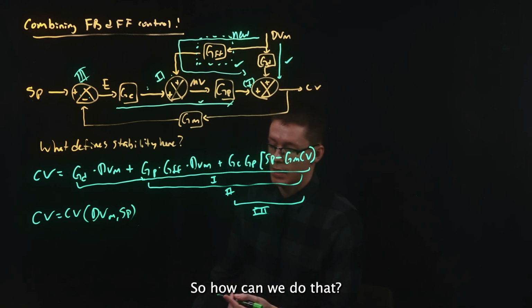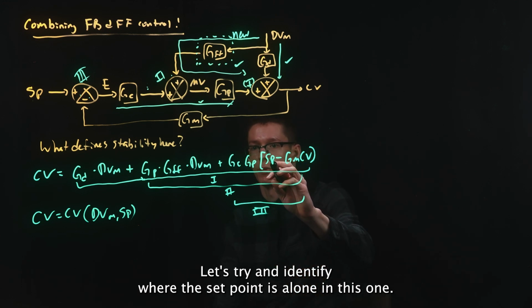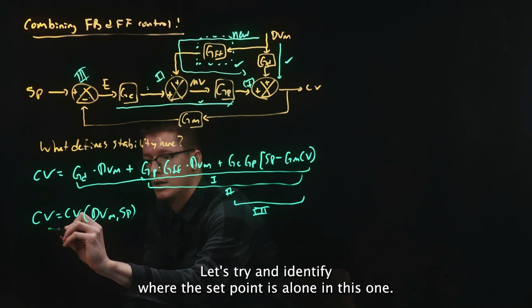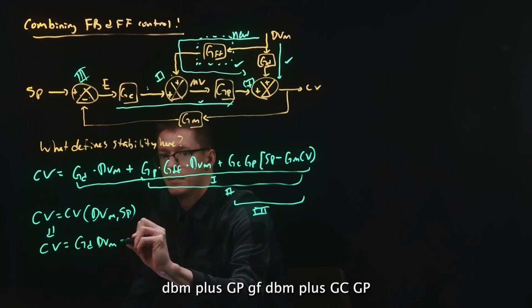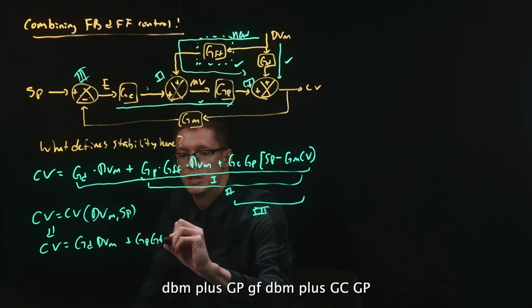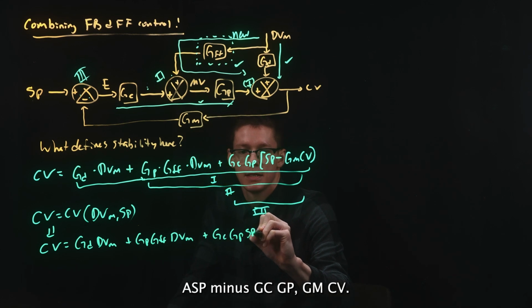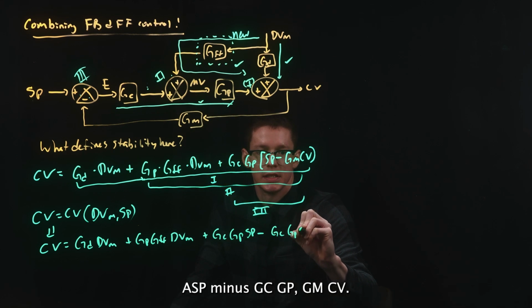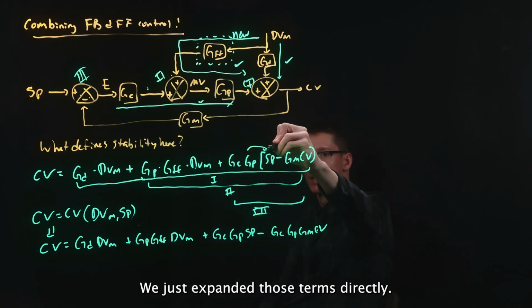So how can we do that? Let's group like terms. Let's try and identify where the set point is alone and DVM is alone. So CV equals GD DVM plus GP GFF DVM plus GC GP SP minus GC GP GM CV. We just expanded those terms directly.